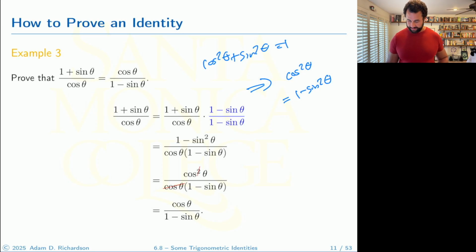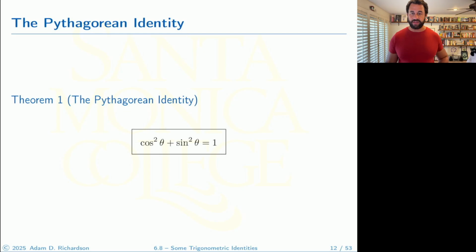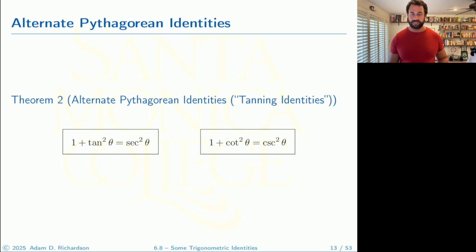Now, I had mentioned the Pythagorean identity. We've seen this before, and this is what it's called. I even called it that before. This is the Pythagorean identity, and we even just used it in the previous example. Aside from this one, there are a couple alternate Pythagorean identities, these ones. And I call these ones the tanning identities. I'll explain why in a minute. But they're these two: 1 plus tangent squared theta equals secant squared theta, and then 1 plus cotangent squared theta equals cosecant squared theta.